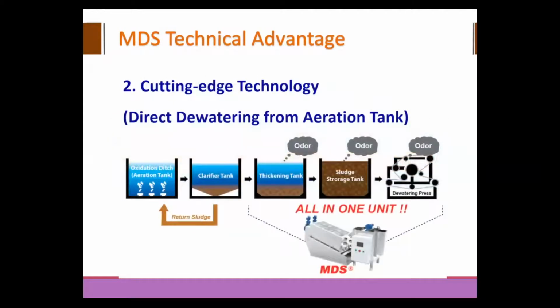Number two, cutting edge technology. Cutting edge technology of MDS consists of a filtering drum with both thickener and dewatering zone, all in one concept, which can handle low concentration sludge at 0.2% directly without any thickening tank and storage tank.